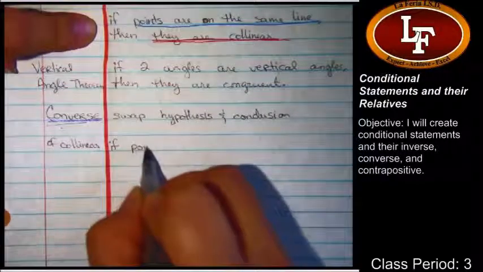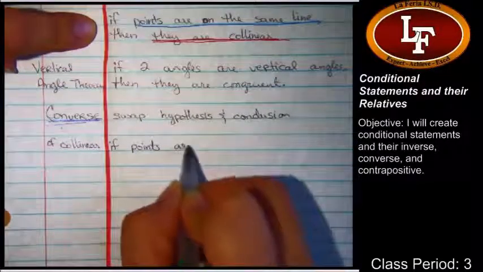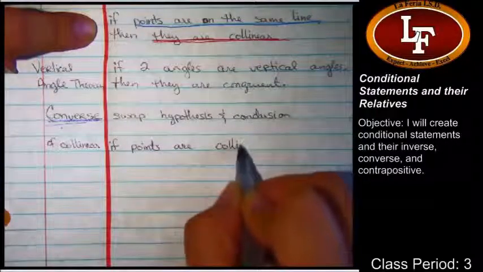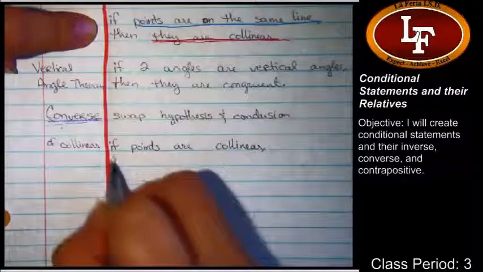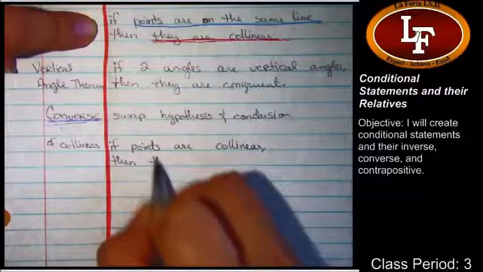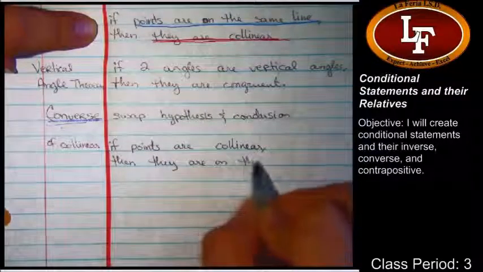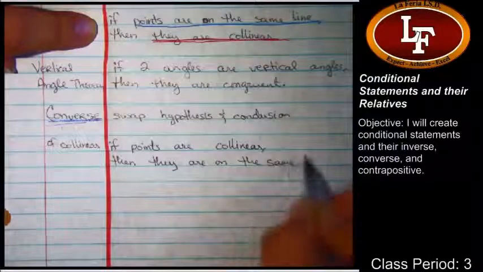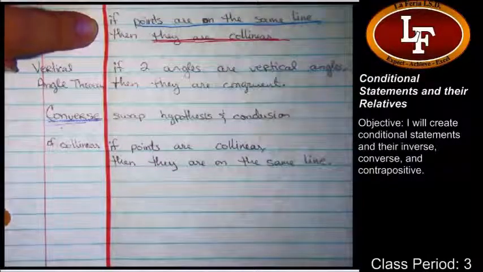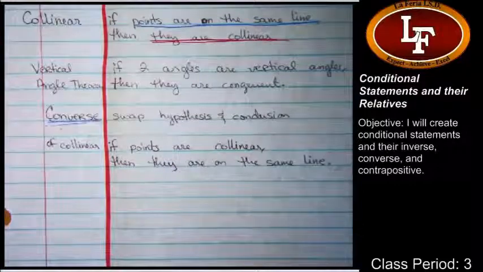So if points are collinear, then they are on the same line. Fantastic. Gorgeous.